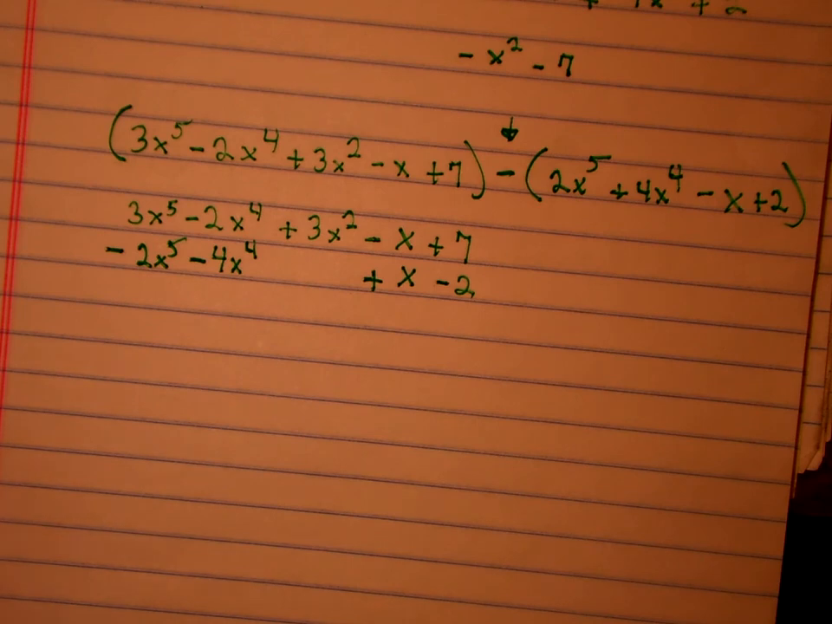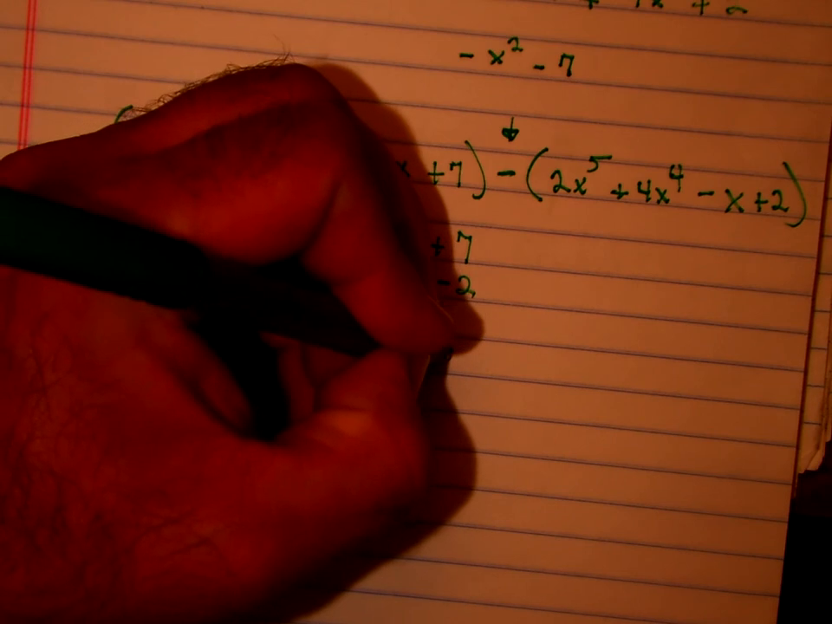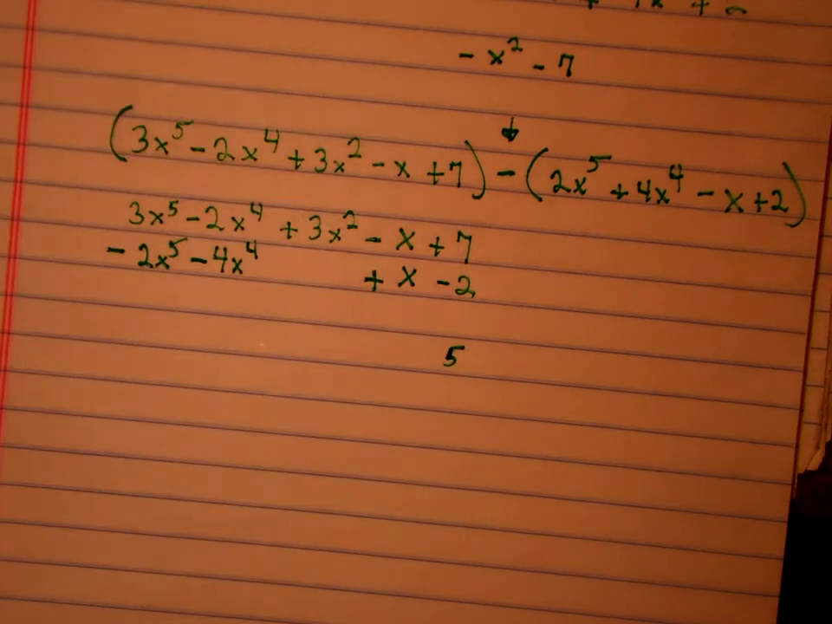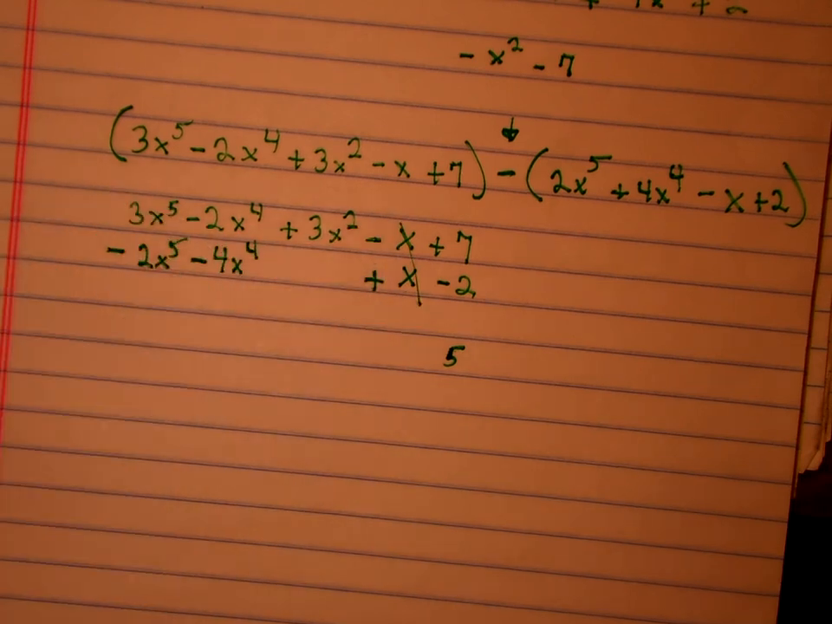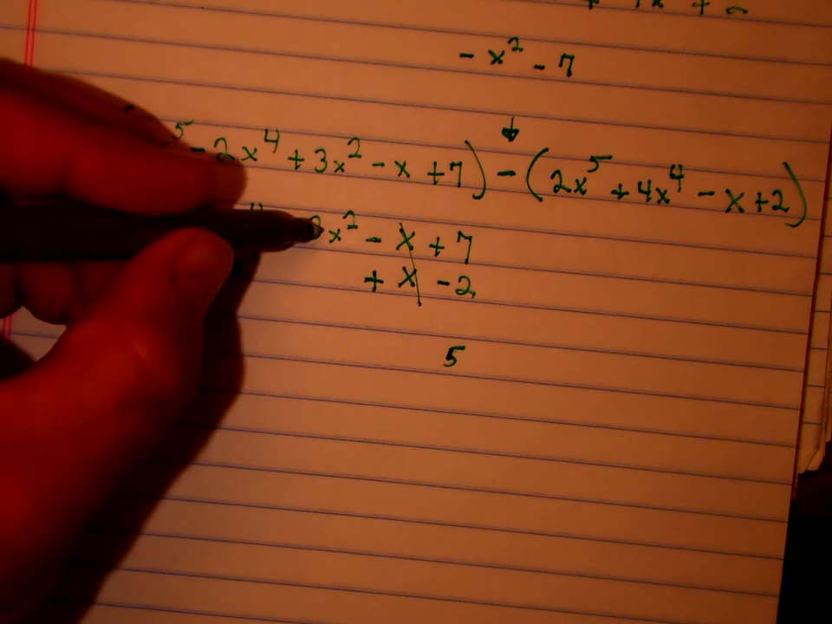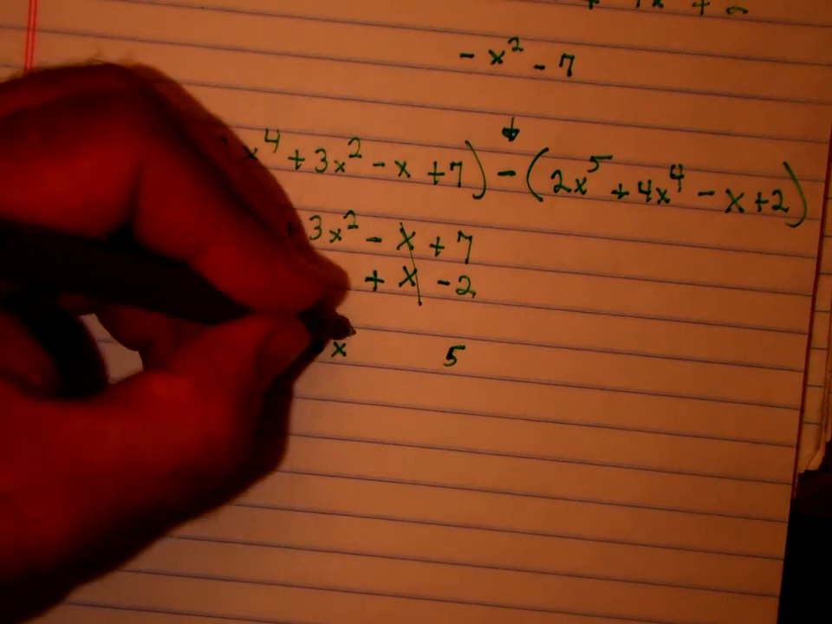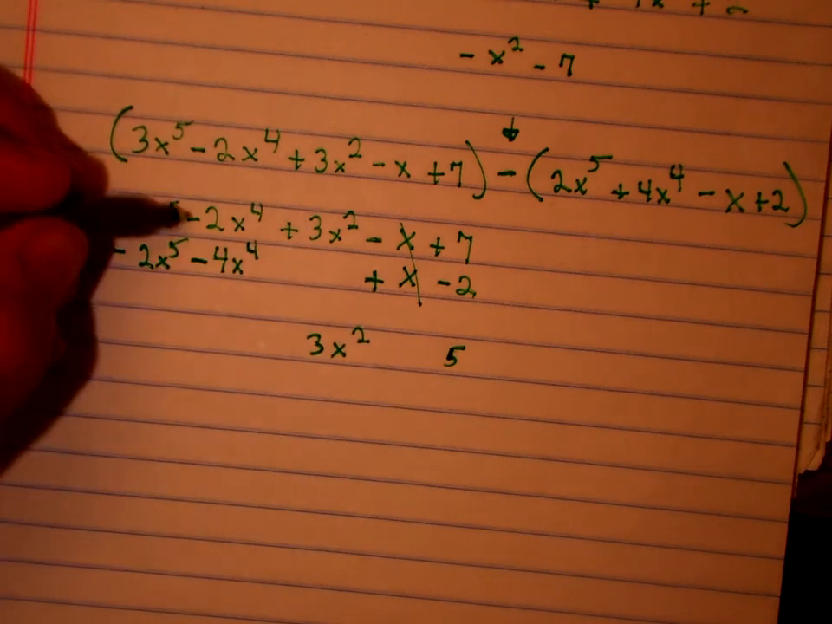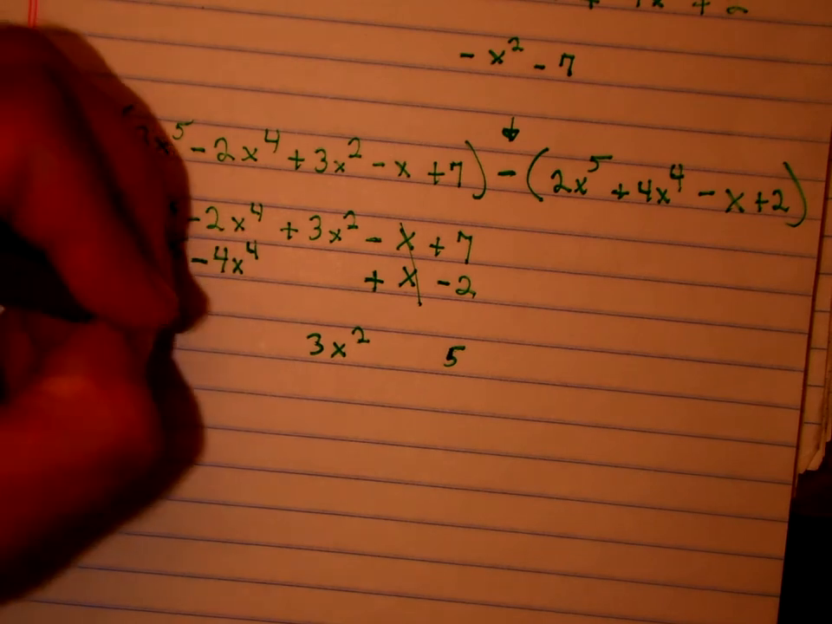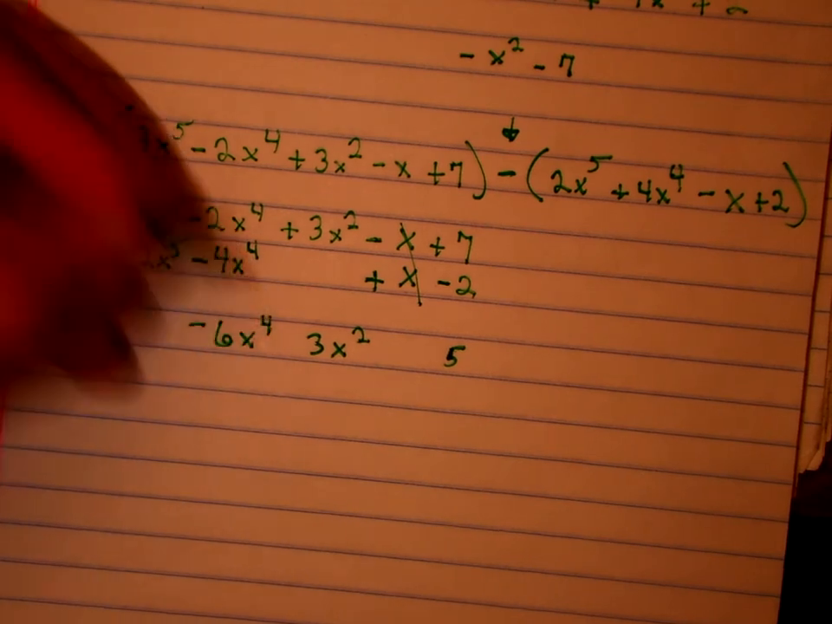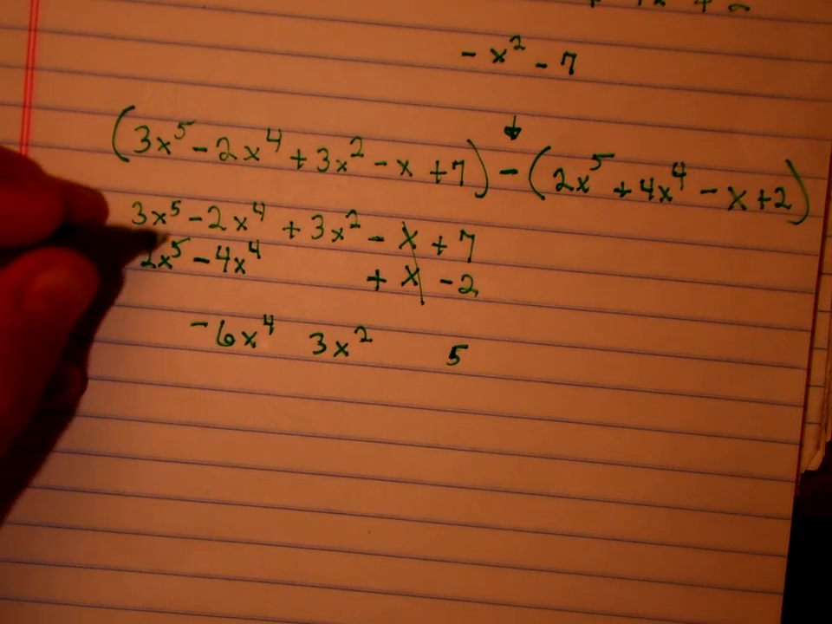Why do I do this? Because now I just add straight down. 7 plus a negative 2 is 5. Negative x plus x, they cancel out. 3x squared plus nothing would be 3x squared. Negative 2x to the 4th, negative 4x to the 4th, negative 6x to the 4th. 3x to the 5th minus 2x to the 5th.